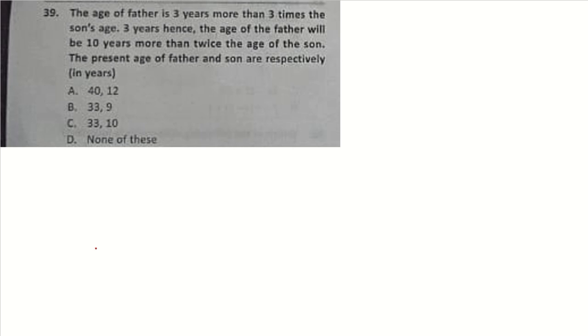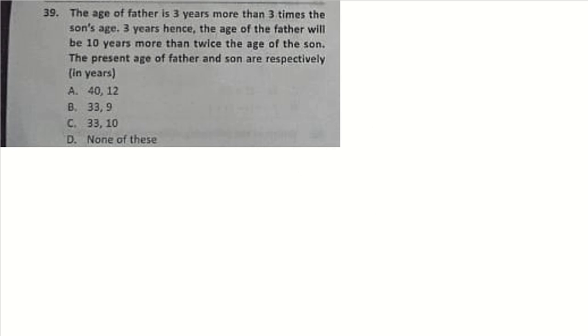Now the age of father is 3 years more than 3 times the son's age. 3 years hence the age of father will be 10 years more than twice the age of son. Present age of father and son are respectively what? Now, I'm going to be honest, what I did in the paper, I saw that 3 years more than 3 times the son's age is not suitable for option A or B, and I tried option C, it worked. So I got the answer as option C. That's what I did in the IMO, and I'm sure most people must have done that.